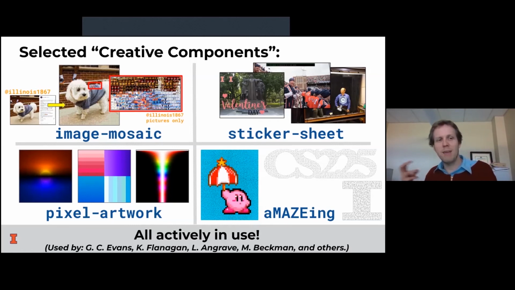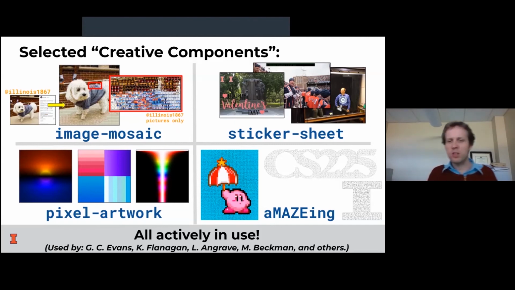So one thing is the image mosaic, where you can take all of the Instagram images that Illinois has ever posted, including this really cute dog named Rose, and end up creating an image of Rose made out entirely of other images from Illinois' Instagram.